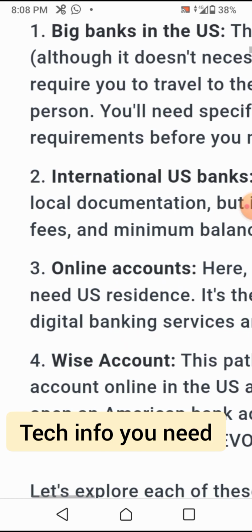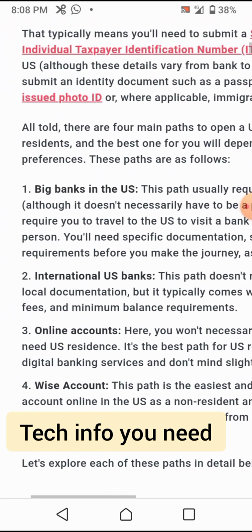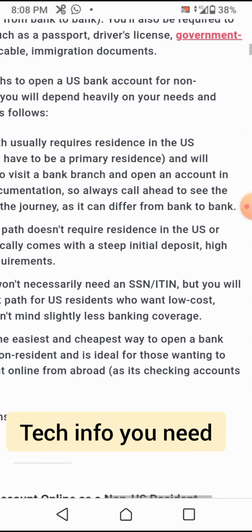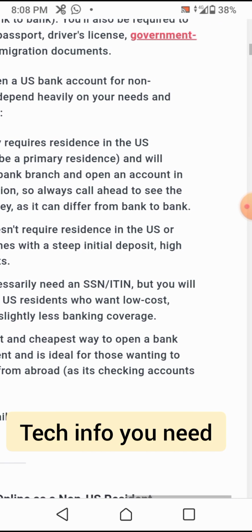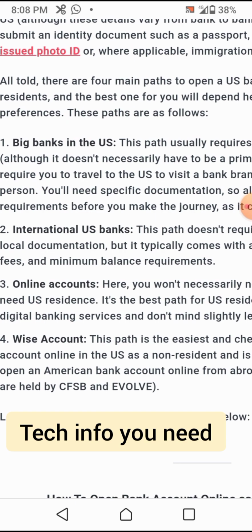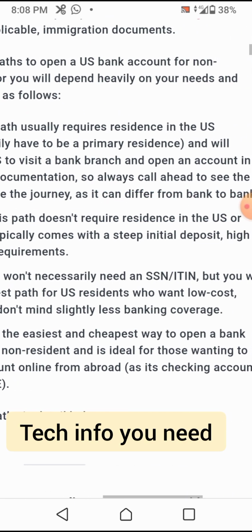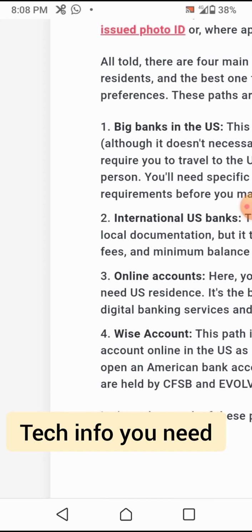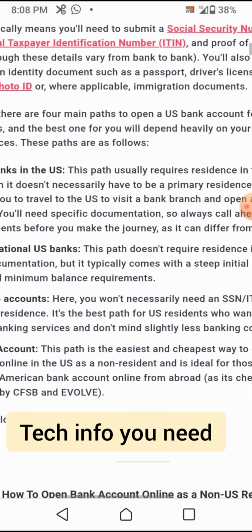Three, online accounts. Here you do not necessarily need an SSN or ITIN, but you will need to be a US resident. It is the best path for US residents who want low-cost digital banking services and don't mind slightly limited banking coverage.